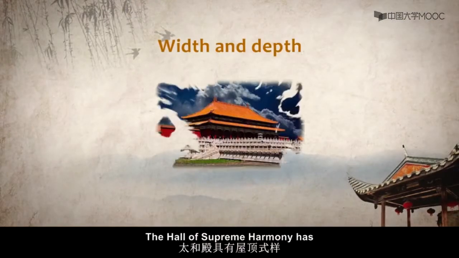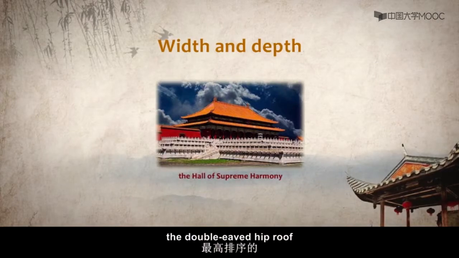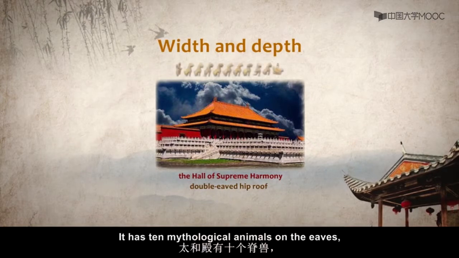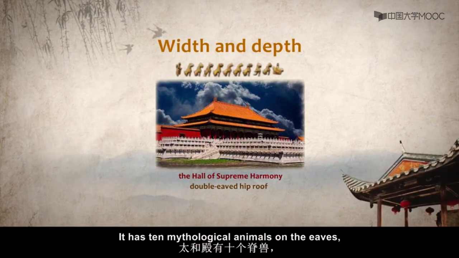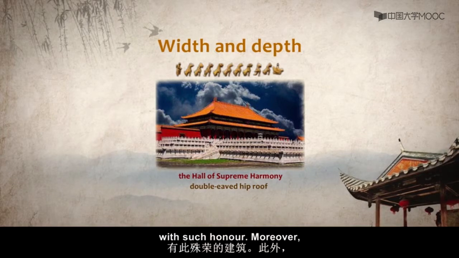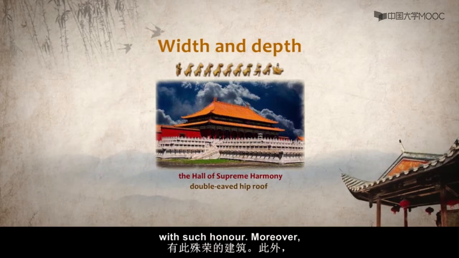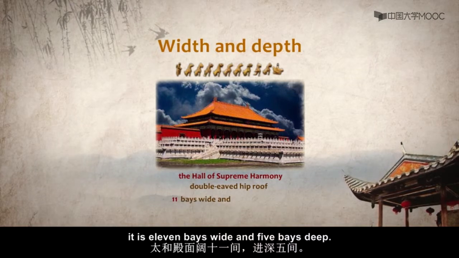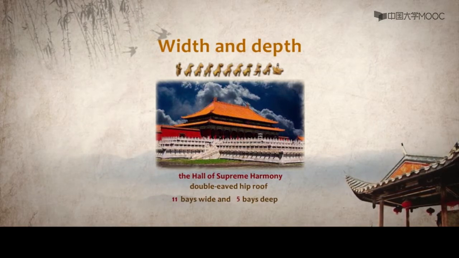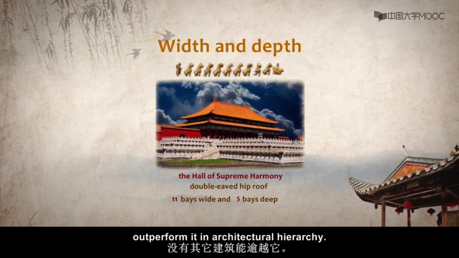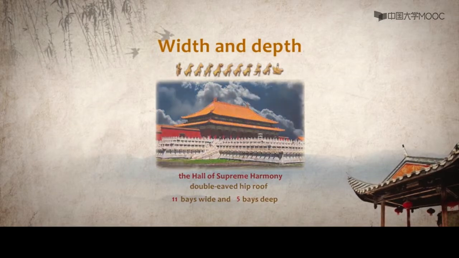The Hall of Supreme Harmony has the double-eaved hip roof as the highest ranking in roof style. It has 10 mythological animals on the eaves, the sole building in ancient China with such honor. Moreover, it is 11 bays wide and 5 bays deep. No buildings in ancient China can outperform it in architectural hierarchy.